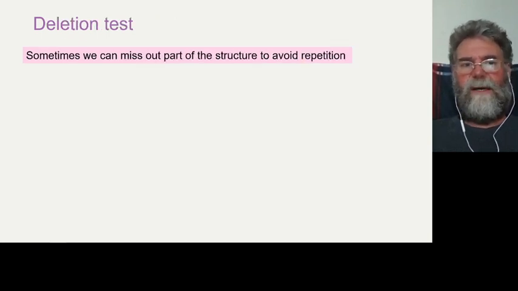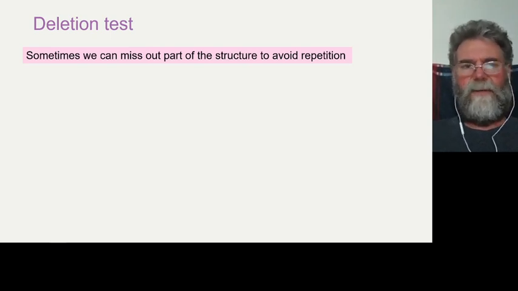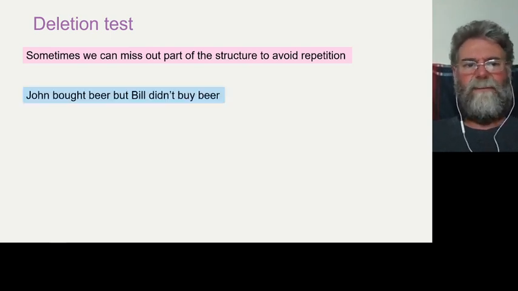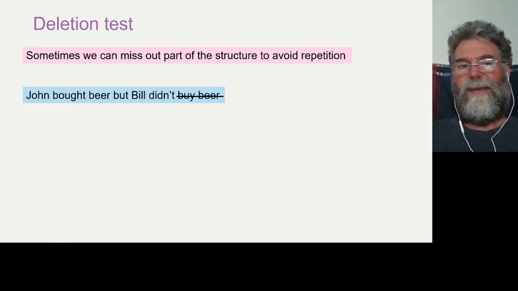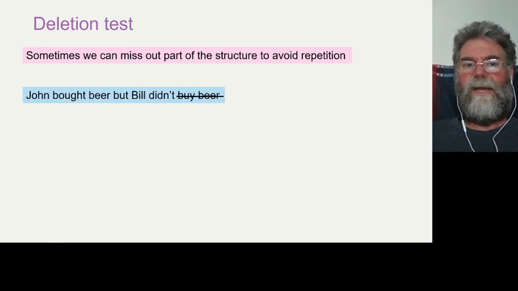Another test is to do with what we can leave out of sentences. We can often leave parts of sentences out or delete them to avoid repetition of the kind of thing that we've seen just now. So, for example, take a sentence, "John bought beer, but Bill didn't buy beer." You've got "bought beer" there twice, it's a bit repetitive. But one thing you could do is just simply miss out that repeated phrase. So, "John bought beer, but Bill didn't," is fine.